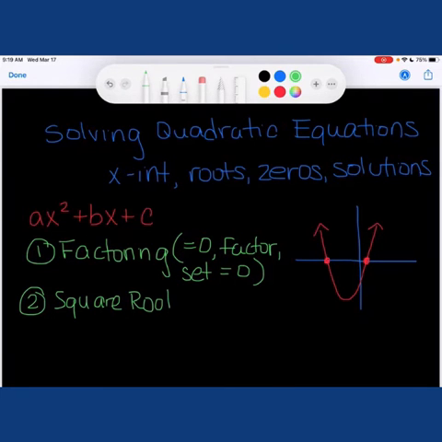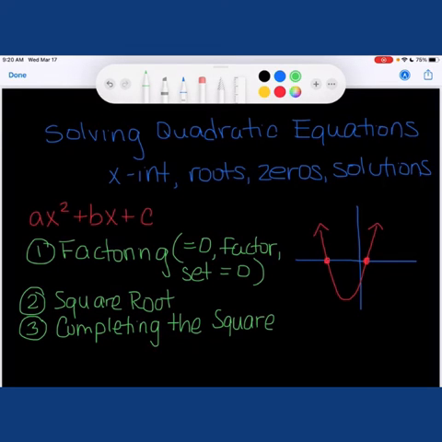This you can do when you can get the square by itself, the perfect square by itself, and there's just a constant on the other side. That's normally when b is 0, so there's no x in there, okay? Or if you've got a perfect square binomial. Another way is by completing the square. This one is not used very often, but again, you can find a video in Algebra 1, Unit 7.